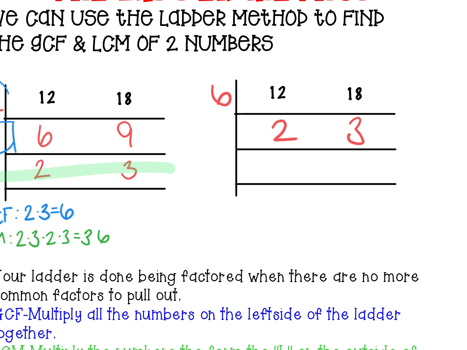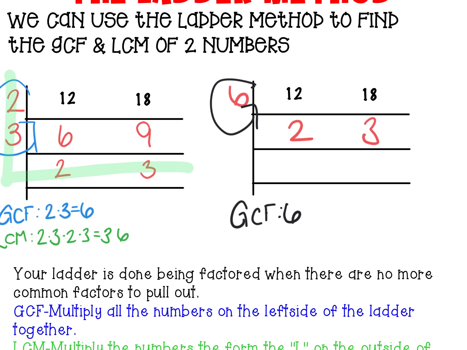Let's do our GCF and our LCM. GCF, we said we're grouping anything to the side and multiplying it together. 6 is the only thing I pulled out, so 6 is just our GCF. Same thing we had before. LCM, I'm making that L. Anything on the side and anything on the bottom, I'm multiplying together. 6 times 2 times 3. 6 times 2 is 12. 12 times 3 is? I get the same thing.